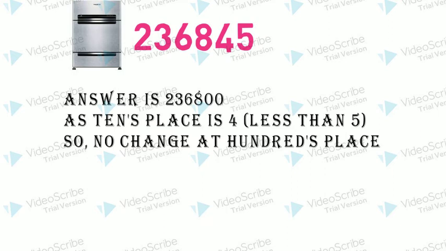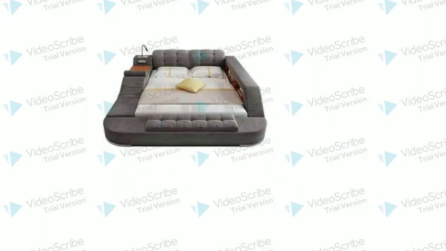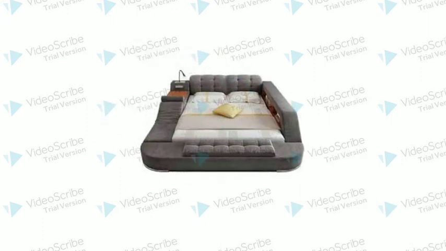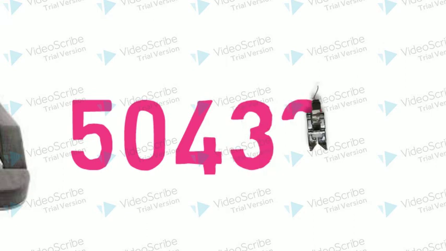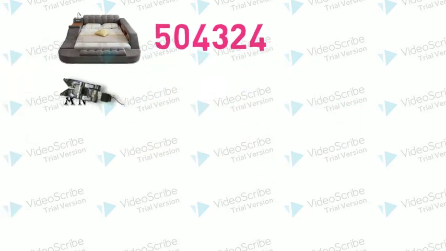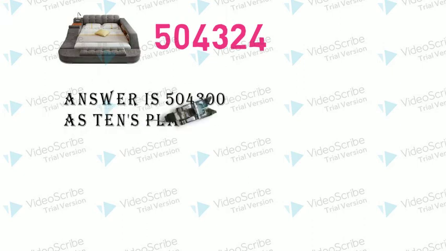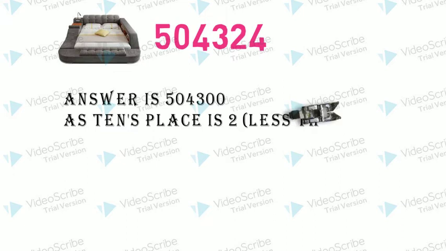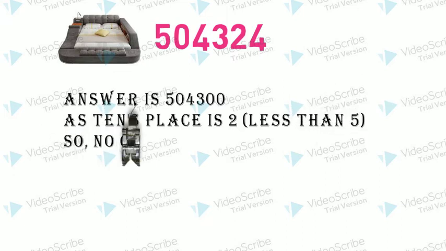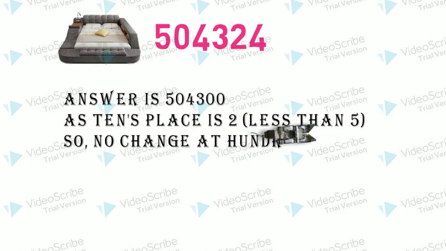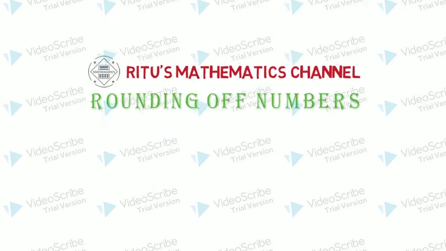The third item was a bed and its cost is this much. Let's see the answer. The answer will be 504300. Again the same reason: the tens place is 2, less than 5. As the digit is less than 5, no change at the hundreds place. And the digits written before the hundreds place will remain the same. After that will become 0. That's why 504300.